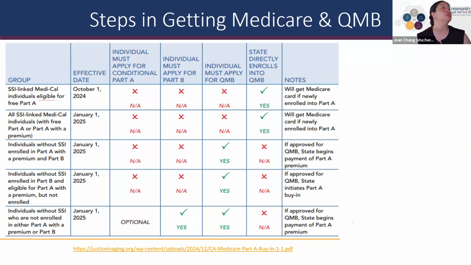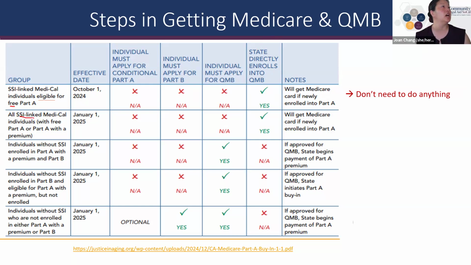Okay, so this is for SSI folks. So if you have SSI, that's Supplemental Security Income, you're getting monthly SSI benefits, and you already have SSI-linked Medi-Cal, and you're eligible for free Part A, meaning you paid into the system, but you're also receiving SSI. For this group of folks, you don't need to do anything. You're going to be auto-enrolled into Medicare and auto-enrolled into QMB. So you don't have to do a darn thing, and you'll automatically get the Medicare and QMB benefits.